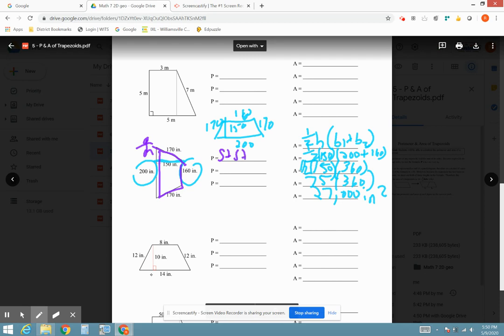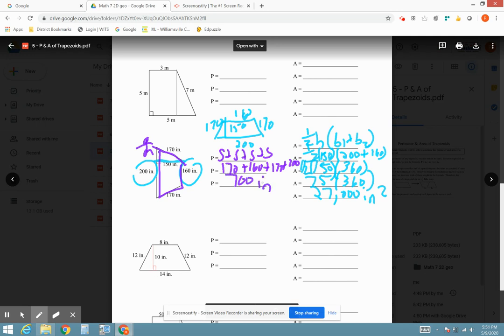So side plus side plus side plus side. So 170 plus 160 plus 170 plus 200. Ooh, not plus 20. So I need 80 more because I hit 20 instead of 200. No, I need 180 more. Holy smokes, lady. Calculator problems. 700.